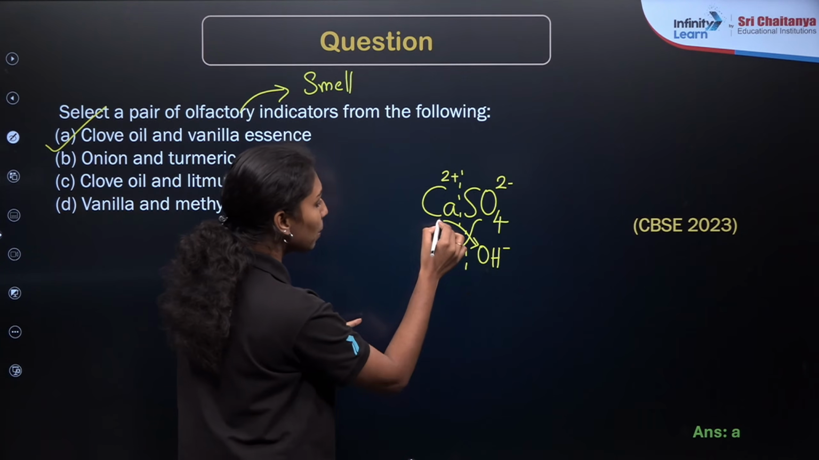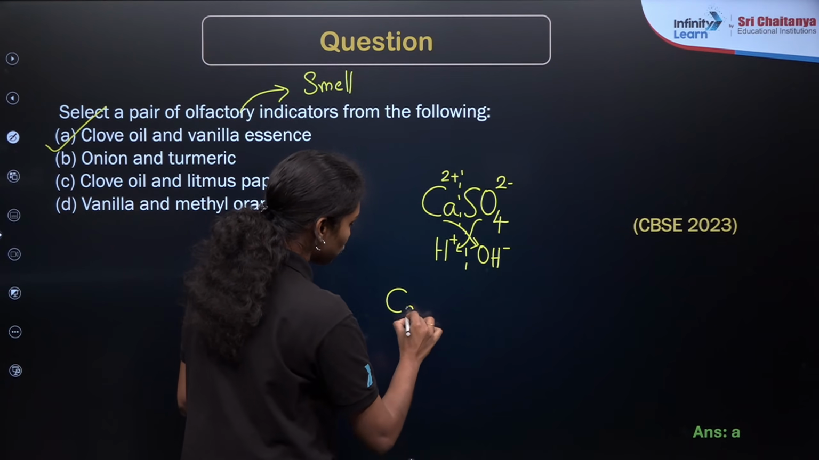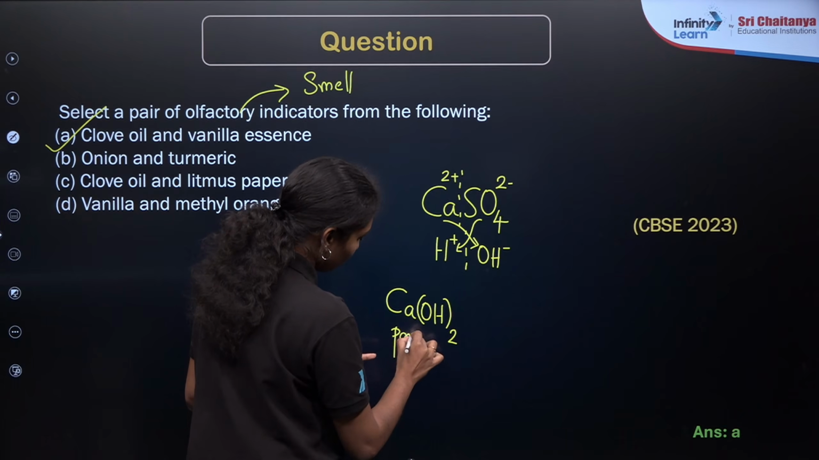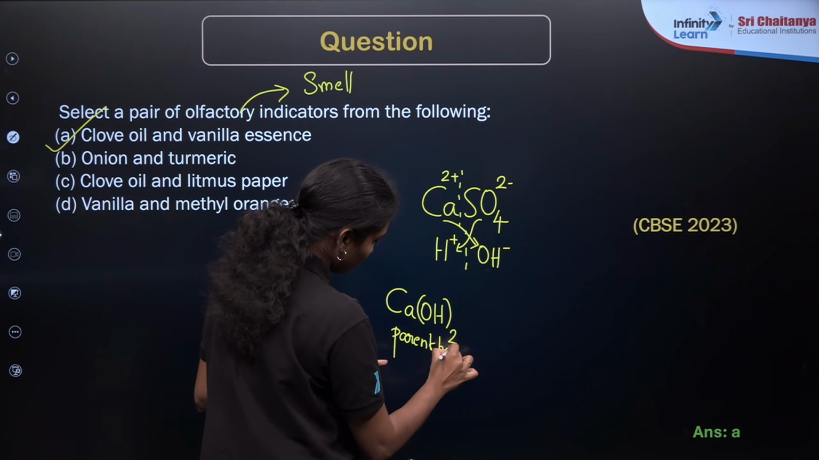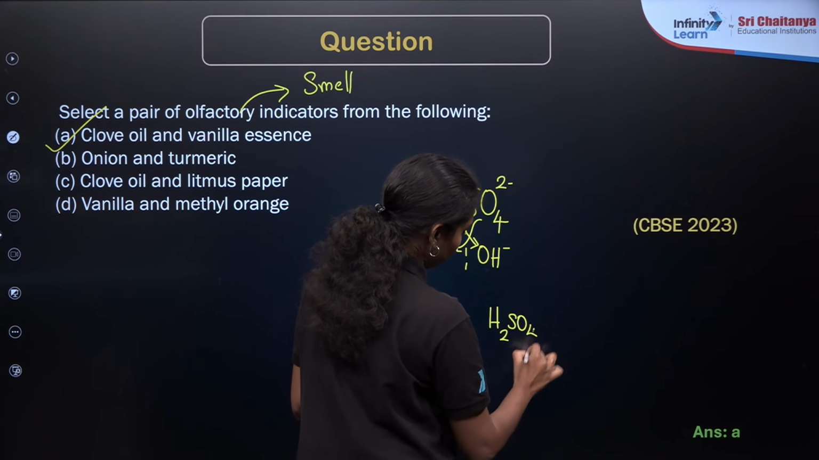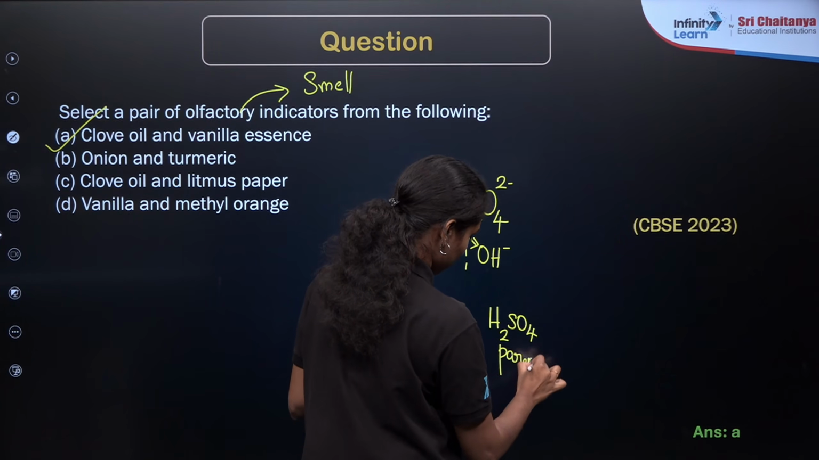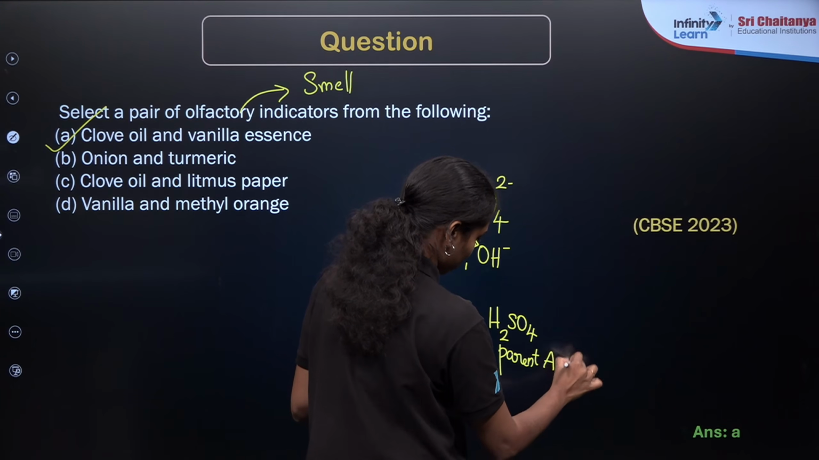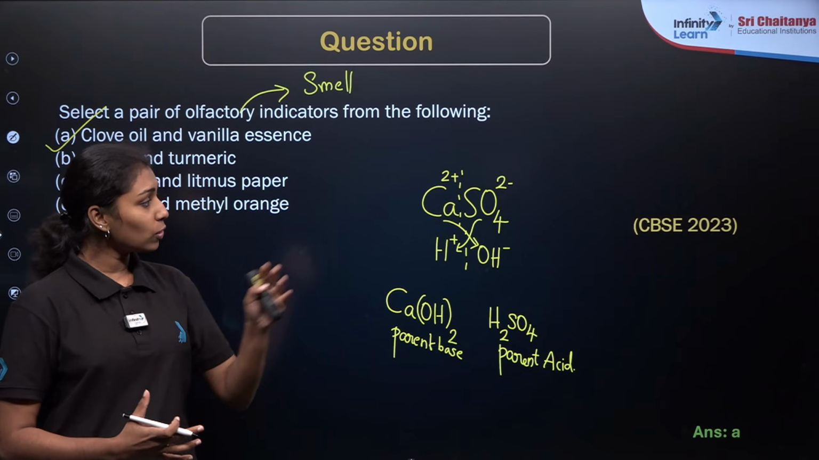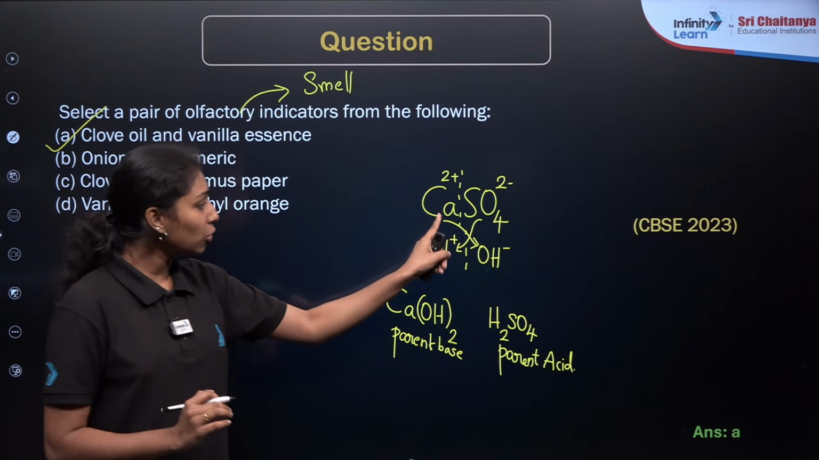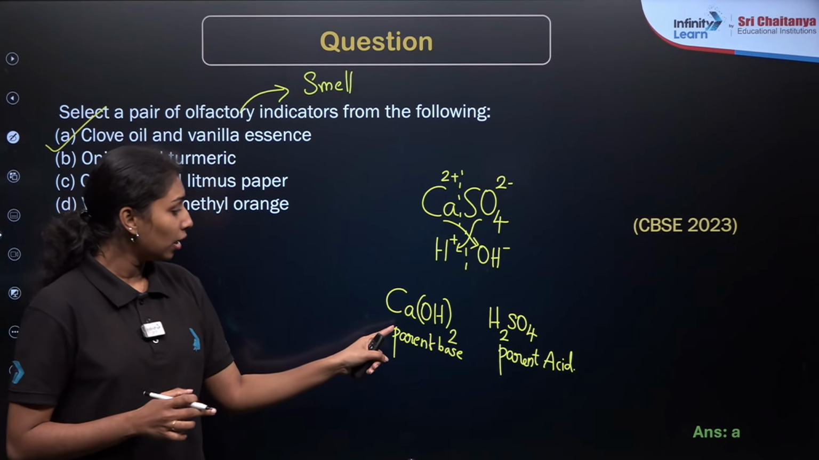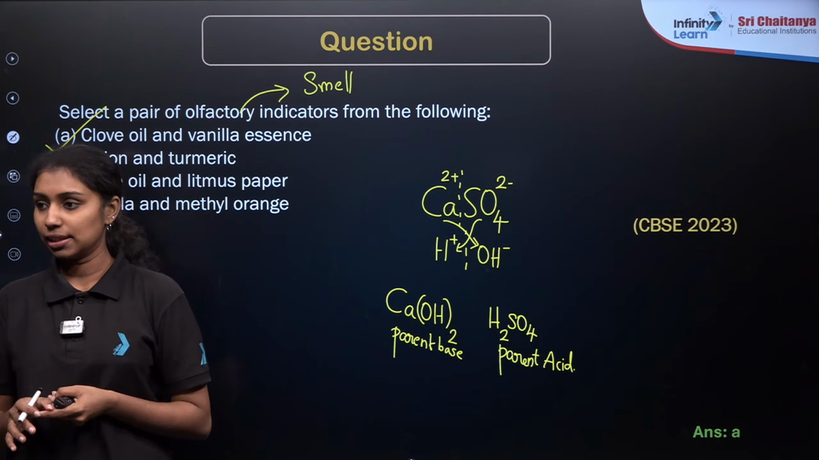So what will be the formula of the base formed here? Ca2+ and OH-. So Ca(OH)2 will be the parent base. Then H2SO4 will be the parent acid. Is that clear? If you are given any salt, first you need to split it into cations and anions. Then cations will go with the OH- ion and the anions will go with the H+ ion. Based on that you can get the formula of the parent base as well as the parent acid. Is there any doubt?